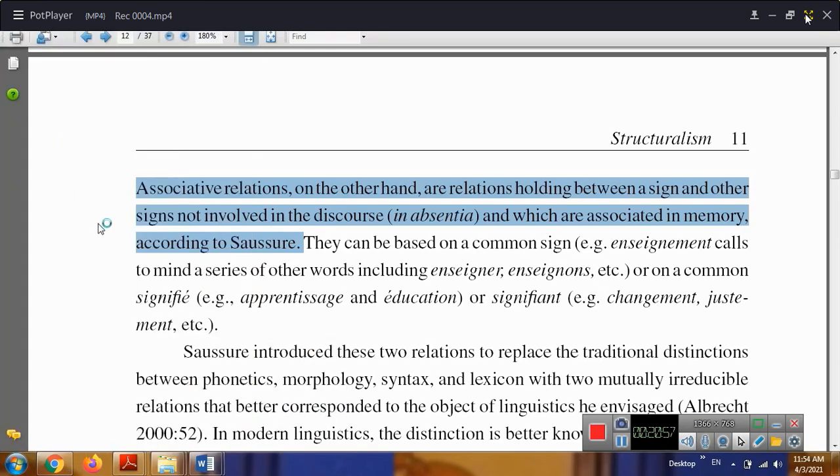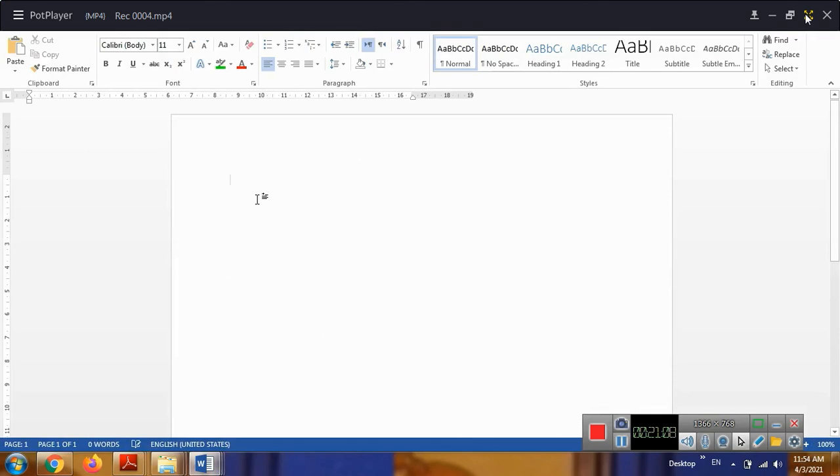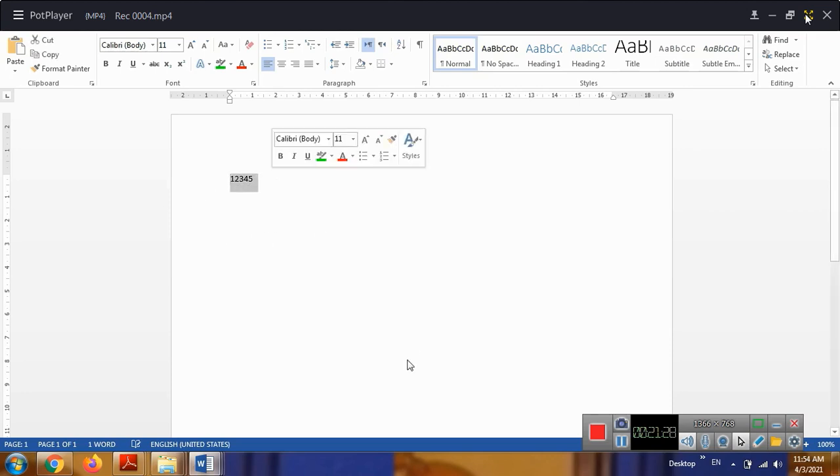Okay, dear student, I want to give you some examples about the syntagmatic and associative relation. Pay attention to these numbers: 1, 2, 3, 4, 5, 6, 7. Now these five numbers are enough. I want to explain syntagmatic and associative relation based on these numbers. We have 1, 2, 3, 4, 5. They are placed on a linear axis.